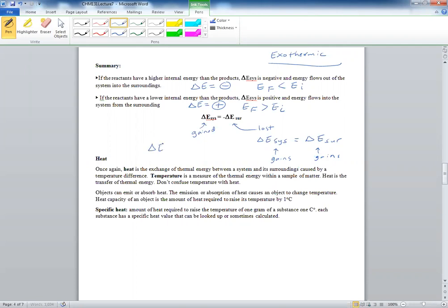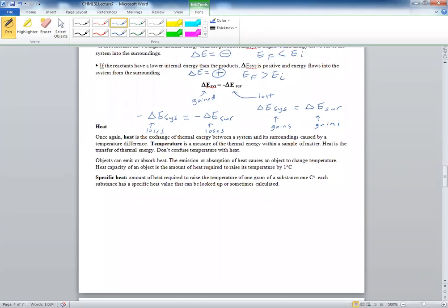Or if you have delta E of the system negative equals delta E of the surroundings negative, here you're saying they're both losing. Losing to what? So keep that in mind.